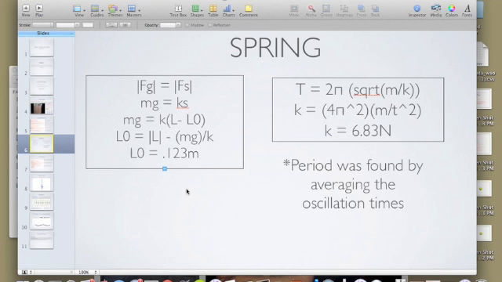Likewise, for finding our k value, we know that the period was found by averaging the oscillations over time of the y's. So we'll take the equation for the period, T equals 2 pi times the square root of m over k, and we'll solve for k, which comes out to be 6.83 newtons per meter.